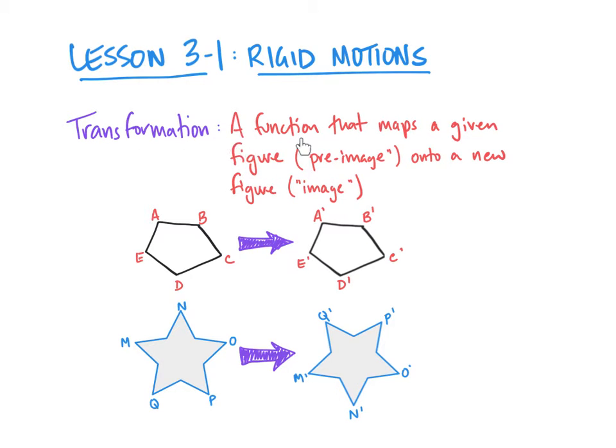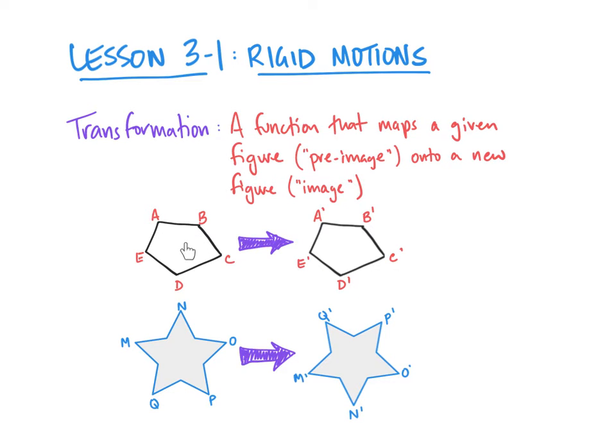Now here's the definition that a textbook would give you for what a transformation is. It's a function that maps a given figure called a preimage onto a new figure called an image. So what do we mean by saying a function? What do we mean by saying it maps something? Well, let me give you a couple examples using the figures that I have down here. So let's say I start with this pentagon. A, B, C, D, and E are its vertices, its corners.